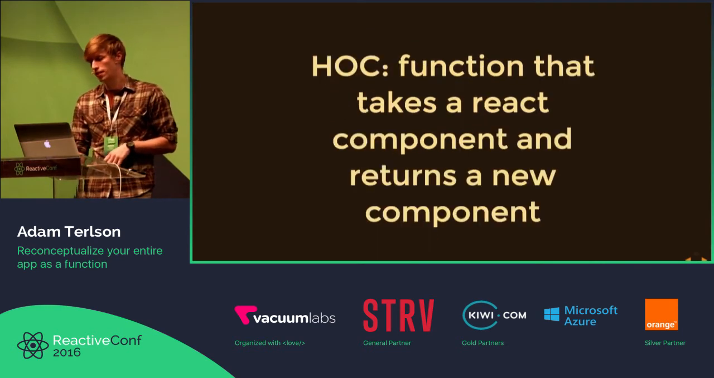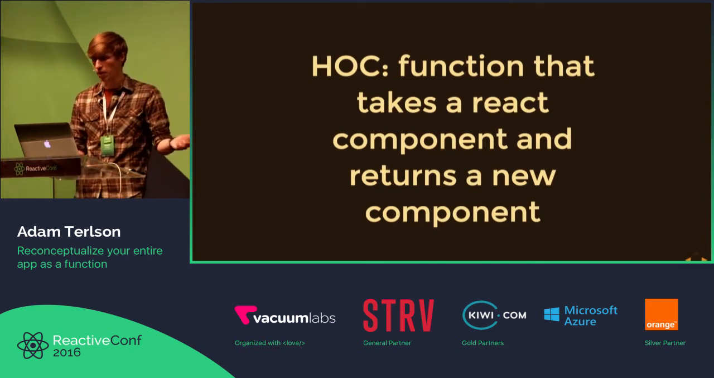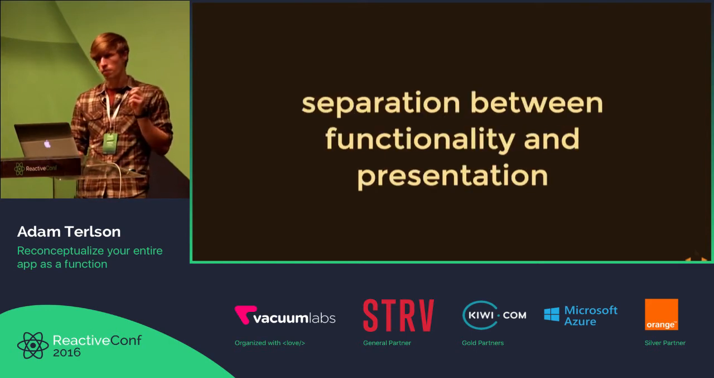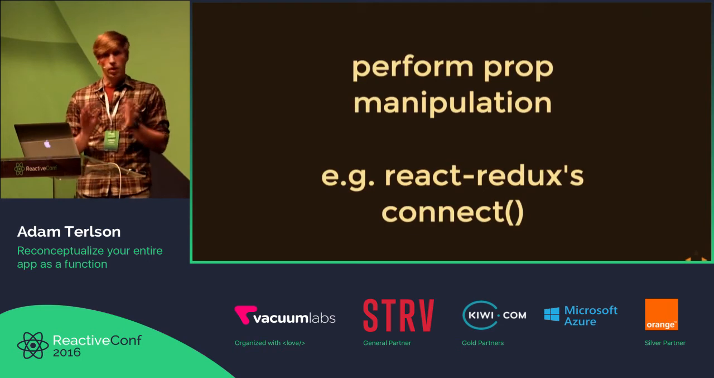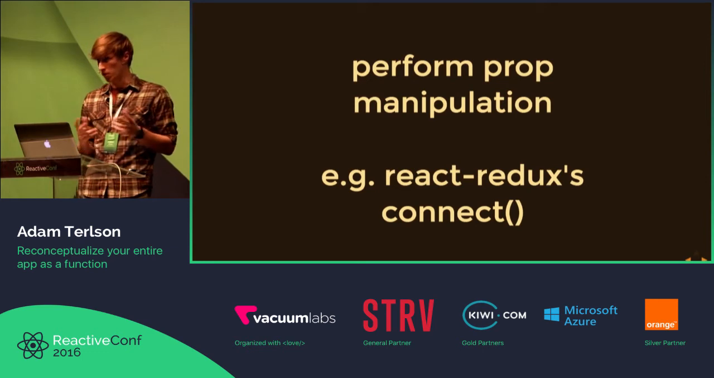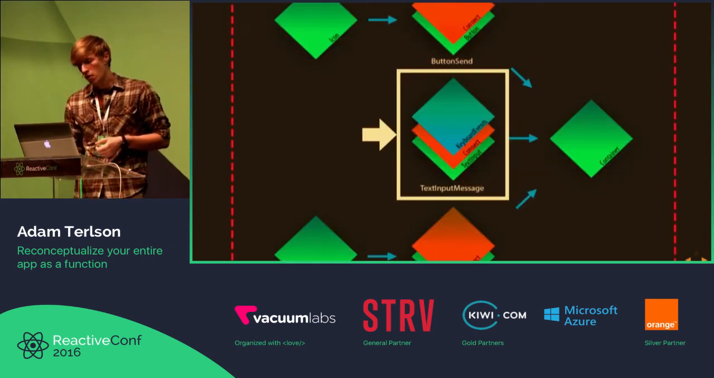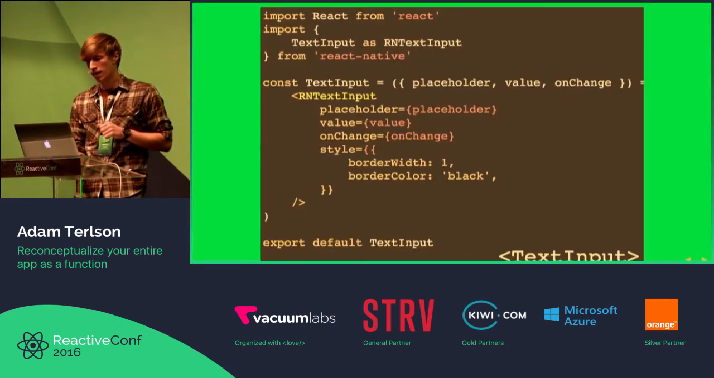Step two, we're going to add some functionality via higher order components. Quick note about higher order components: it's simply a function that takes a React component and returns a new component. HOCs are composable, and I'll show you an example of this. But the best thing about them is that they allow for a separation between functionality and presentation. One of the core features of a higher order component is that they do prop manipulation. An example of this is React Redux's connect function, as I mentioned. So I'm going to build this particular text input message stack.